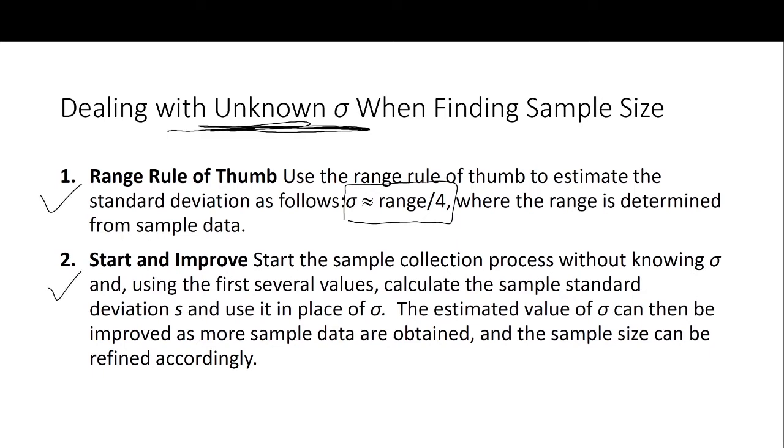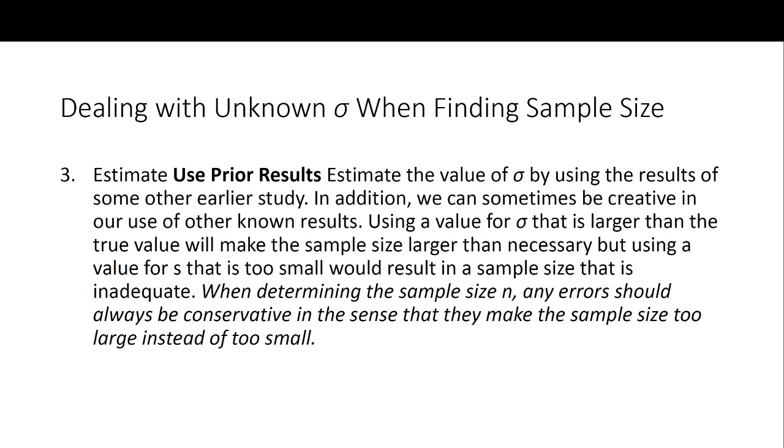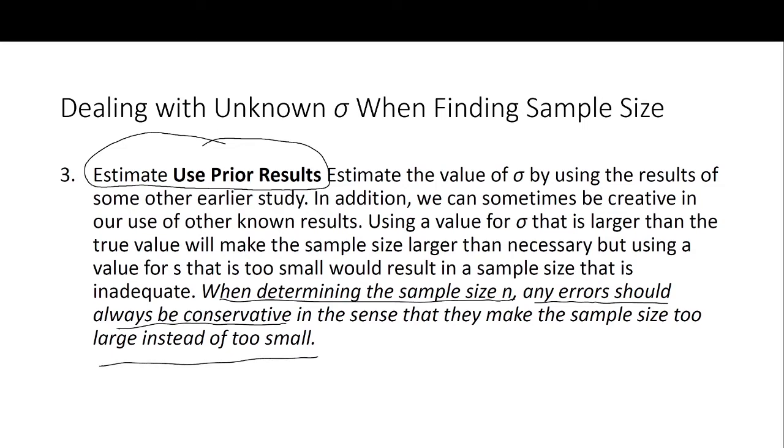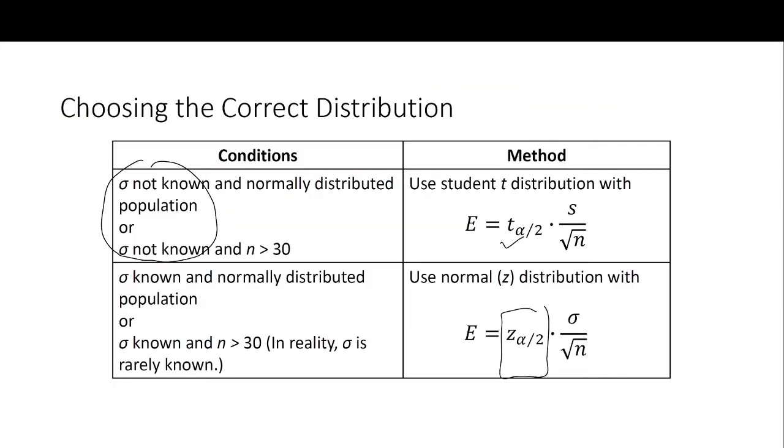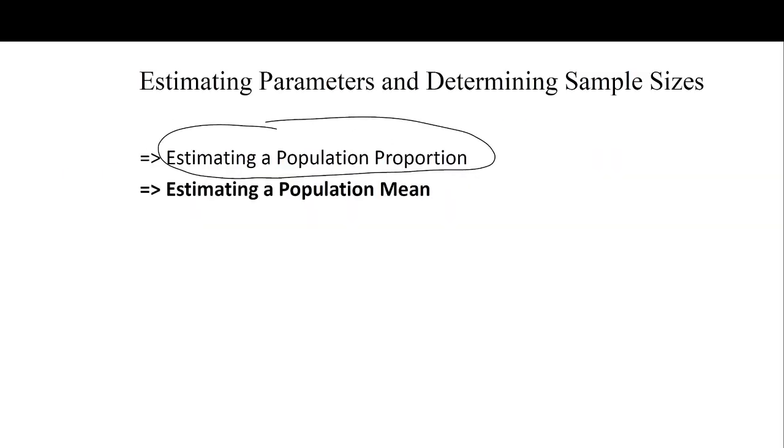The second thing is to start the sample collection process without knowing the standard deviation, and then finally use the standard deviation of that sample as the standard deviation of the population. And then estimate using prior results. Sometimes we can also estimate the standard deviation using previously known results. When determining the sample size n, any errors should always be conservative, in the sense that they make the sample size too large instead of too small. So these are the things you need to keep in mind while doing your problems from this section.